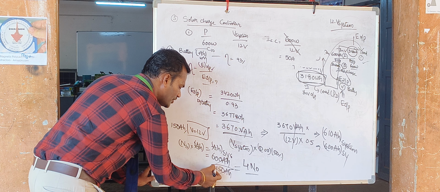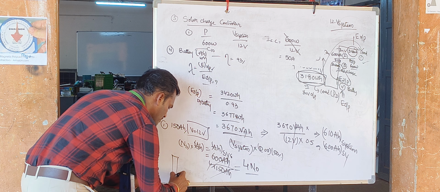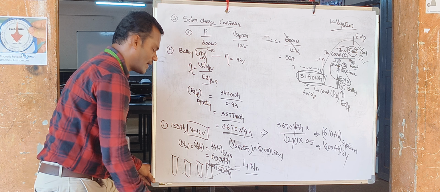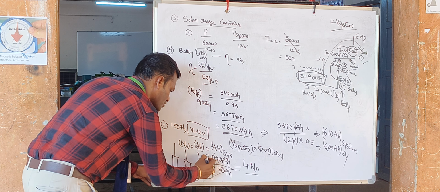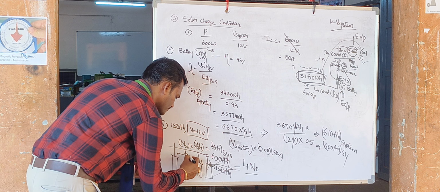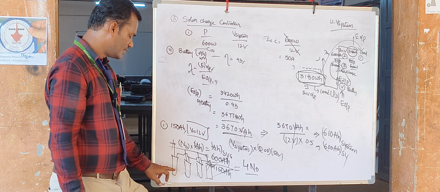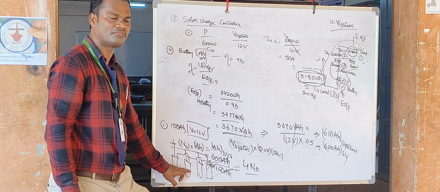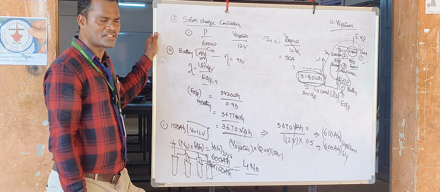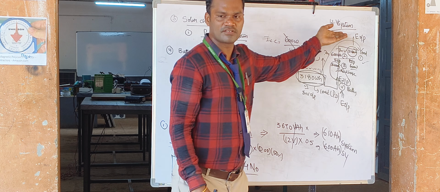Therefore, 150 into 4. 150 Ah battery, 150 Ah battery, 150 Ah battery, 150 Ah battery. All the positives you have to join to one positive. All the negatives you have to join. Automatically this is one positive, one negative. Each battery is 150 Ah. In a parallel connection, what is constant? Voltage is constant. That's what I am saying.